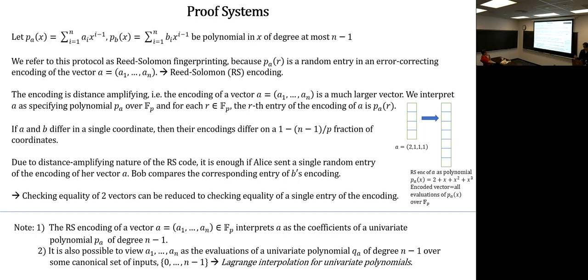Just to summarize what I've mentioned on this slide: the Reed-Solomon encoding of a vector A interprets A as the coefficients of a univariate polynomial of degree n minus one. However, it is possible to view those entries as the evaluations of a univariate polynomial of degree n minus one over some canonical set, and it is possible to derive a Lagrange interpolation for univariate polynomials.